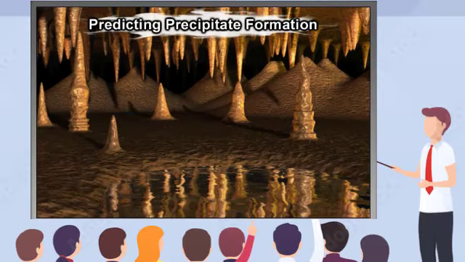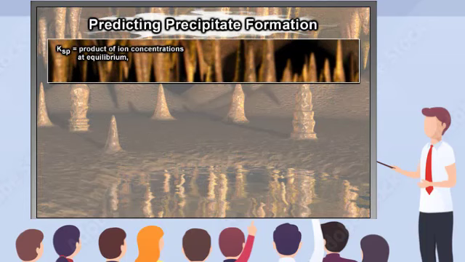Now that you know how to determine whether a compound is soluble in water and how to write a net ionic equation, you will learn how to determine the ion concentrations necessary to produce a precipitate. Earlier you learned that Ksp is the product of the ion concentrations at equilibrium. Remember that a solution is saturated with ions at equilibrium.